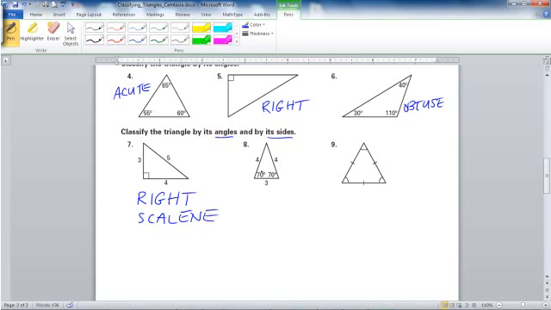I look at this one here. We've got to remember from our triangles that we've already learned, the angles of a triangle add up to 180. So 70 plus 70 is 140, which leaves me with 40 left over there. None of those angles are greater than 90 or 90, so it's acute. And I've got two sides congruent, so we call that acute isosceles.